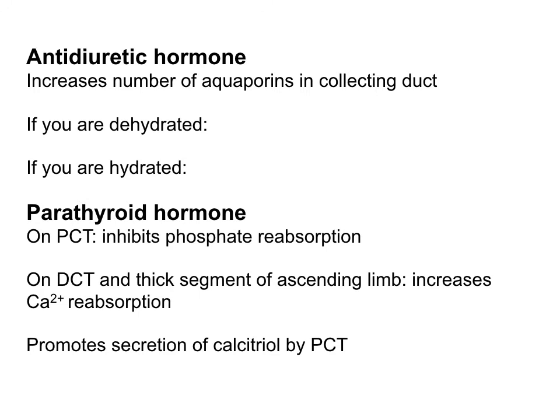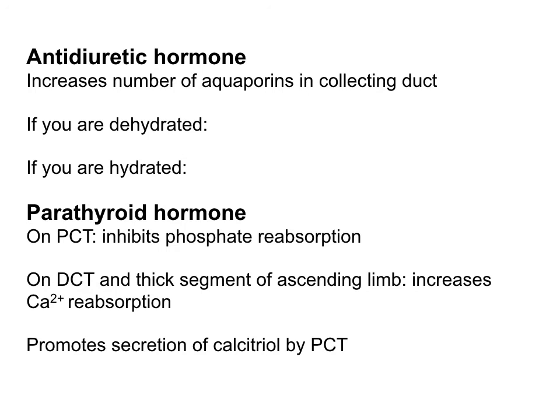Parathyroid hormone. When parathyroid hormone acts on the proximal convoluted tubule, it actually inhibits phosphate reabsorption. So it actually prevents the PCT from reabsorbing phosphate. So the phosphate stays in the tubular fluid. Your urine will have higher phosphate levels. What this also means is that you're going to have a decrease in your blood phosphate.